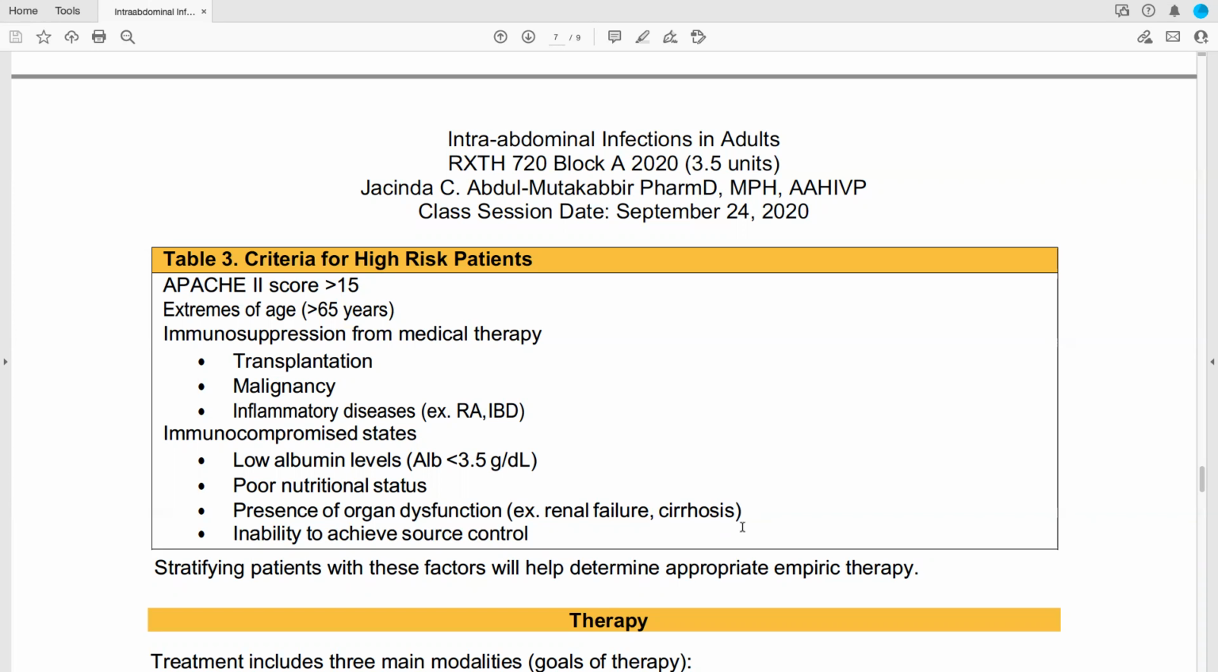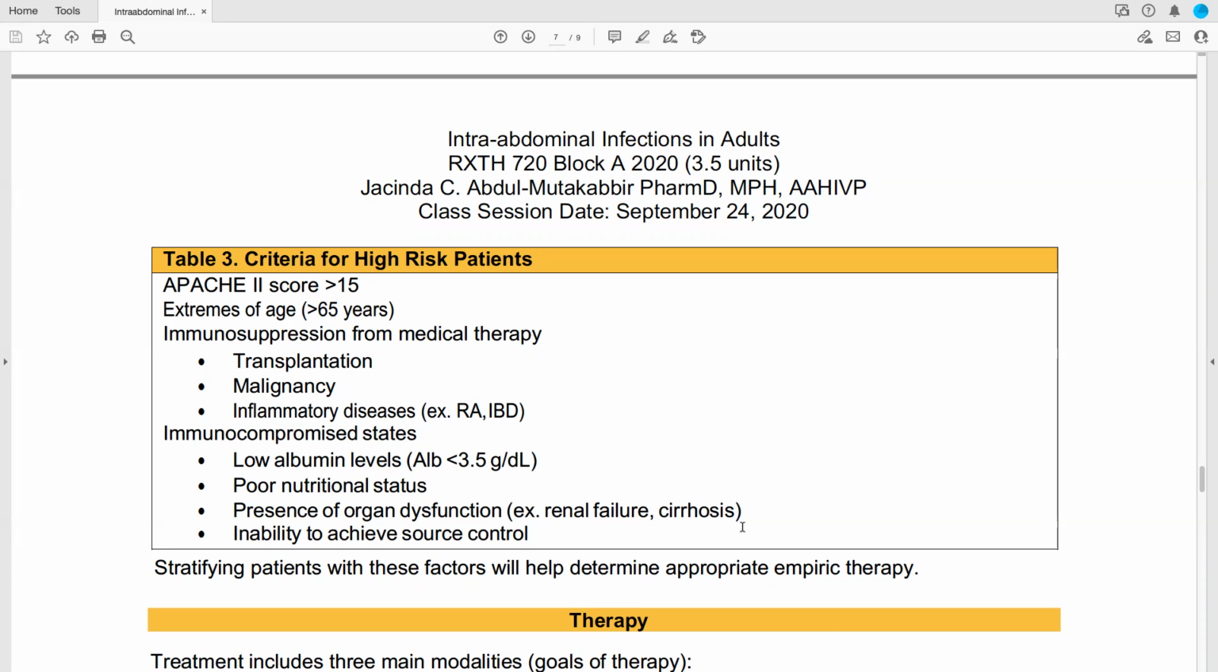If they are immunocompromised, meaning that they have low albumin levels, we know that means they have low protein or they're not able to fight off normal infection. If they have poor nutritional status, organ dysfunction, or inability to achieve source control, then in that case we want to put them at high risk. So you can have a community acquired infection and still be high risk. That's okay. But you will treat these high risk infections a little more aggressively than you would treat those that are mild to moderate. That doesn't mean that they can't be community acquired.